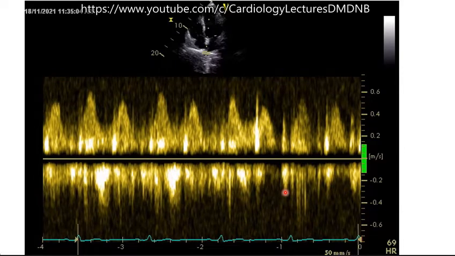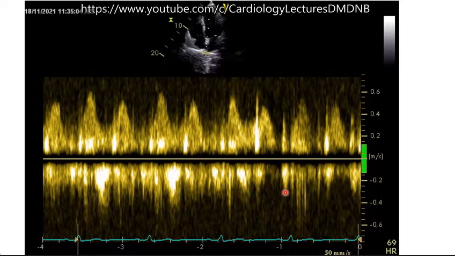Is S more prominent than D, or D more prominent than S? Yes, normally S is more prominent than D. Why is it so? Sir, during diastole there is a very good ventricular filling and blood can flow easily into the left atrium. Then why is it that S is more prominent than D wave?